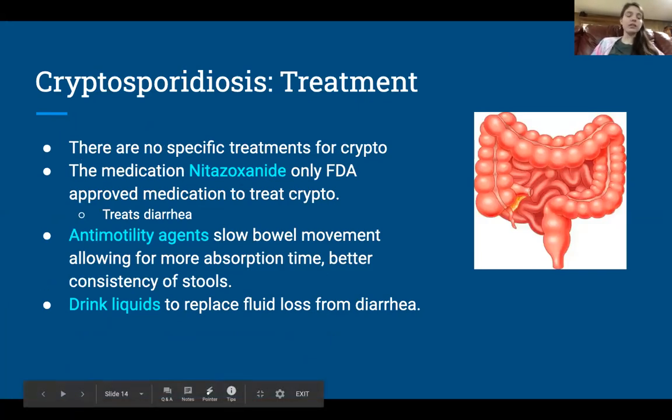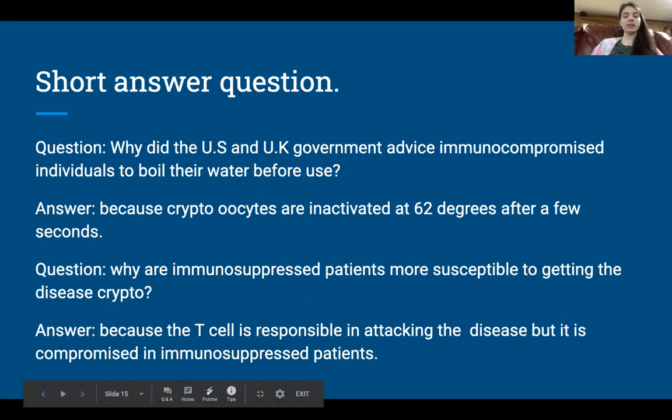And then for treatment, there are no specific treatments for crypto. Like there's nothing that actually combats crypto itself, but nitazoxanide is FDA approved to treat it, but it just treats the diarrhea. Also, one article talked about anti-motility agents being used for this because it slows the movement of the intestines, allowing for more absorption time. So it lessens the diarrhea. And then obviously drinking liquids to replace the fluid loss is very important for this disease, just to replace the fluids.